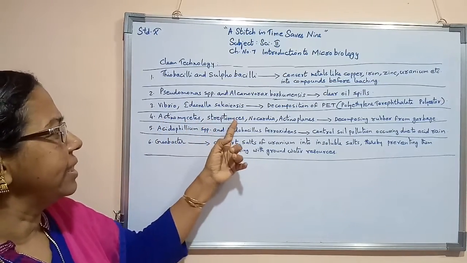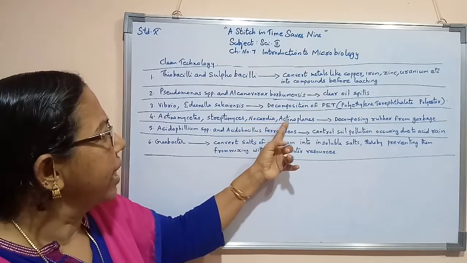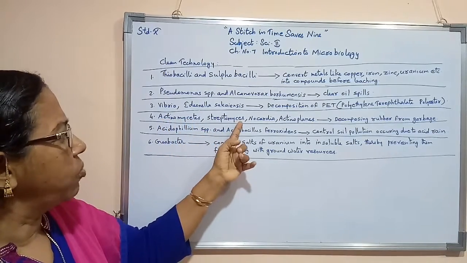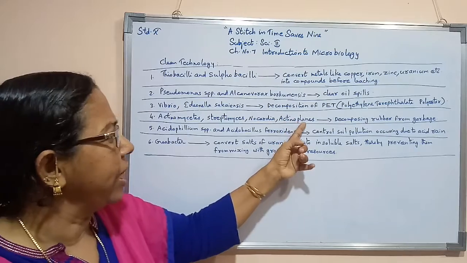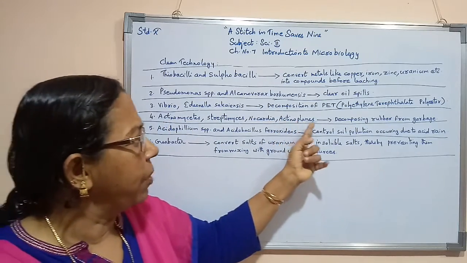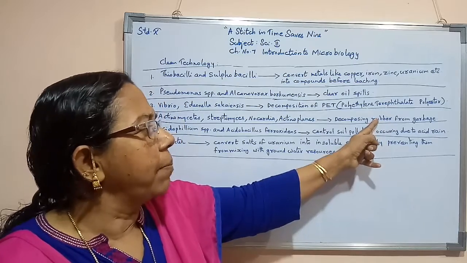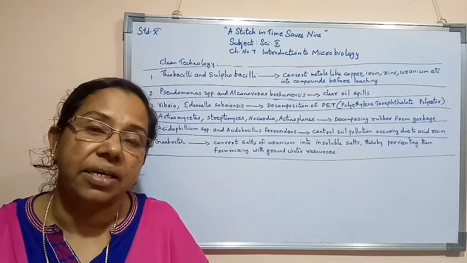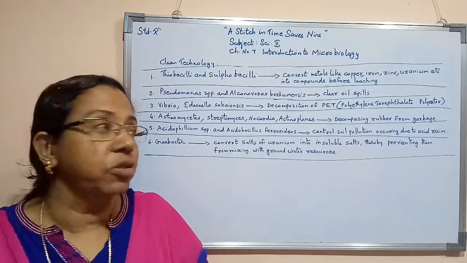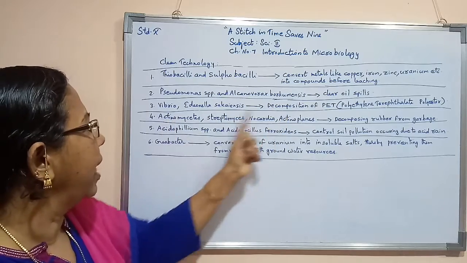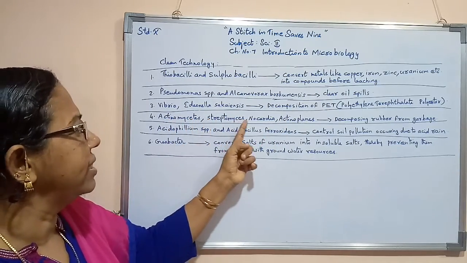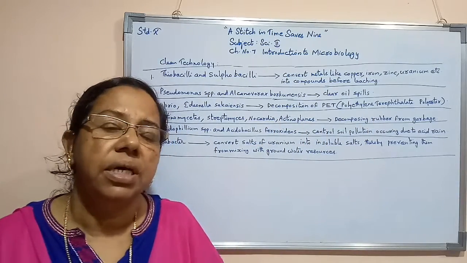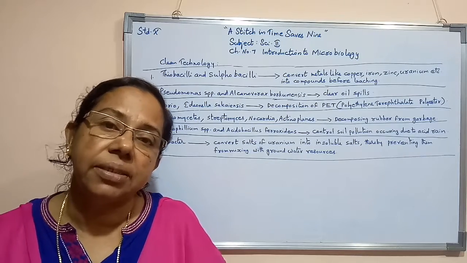Actinomycetes, Streptomyces, Nocardia, then Actinoplanes. These microorganisms help in the decomposition of rubber from garbage. In the garbage, there can be rubber particles. So there, for the decomposition of the rubber particles, these microorganisms are helping.